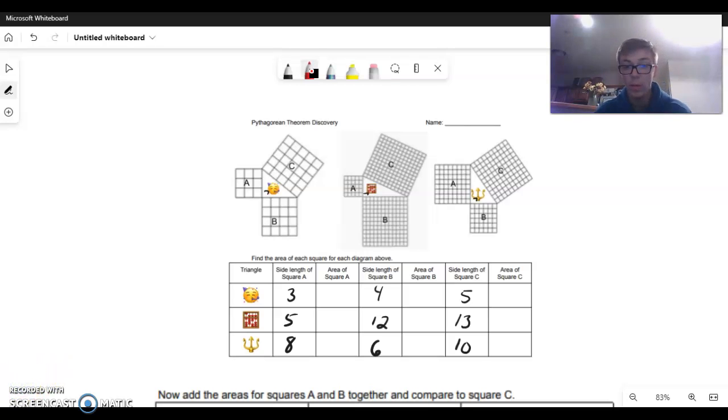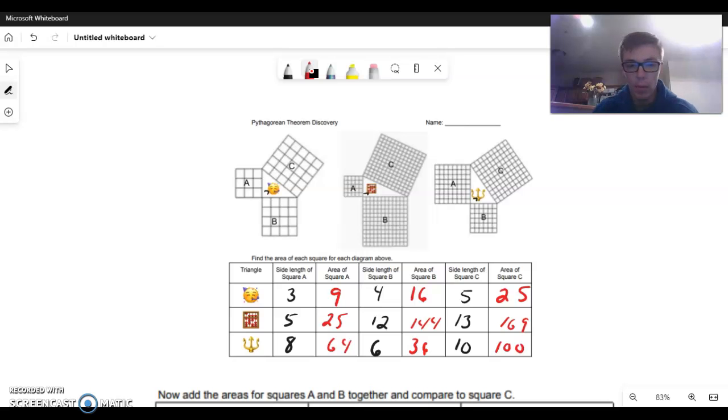Okay, so I went ahead and wrote in all the side lengths of all the squares. So now that you're resuming, you should be seeing that. I'm going to go ahead and write in the areas, all in red. So we should have had 9, this one should be 16, and this one should be 25 for the party emoji. And for the next one, we should have 25 for the area of square A, 144 for the area of square B, and 169 for the area of C. And for the sword at the end, we should have 64, 36 for B, and 100 for C.